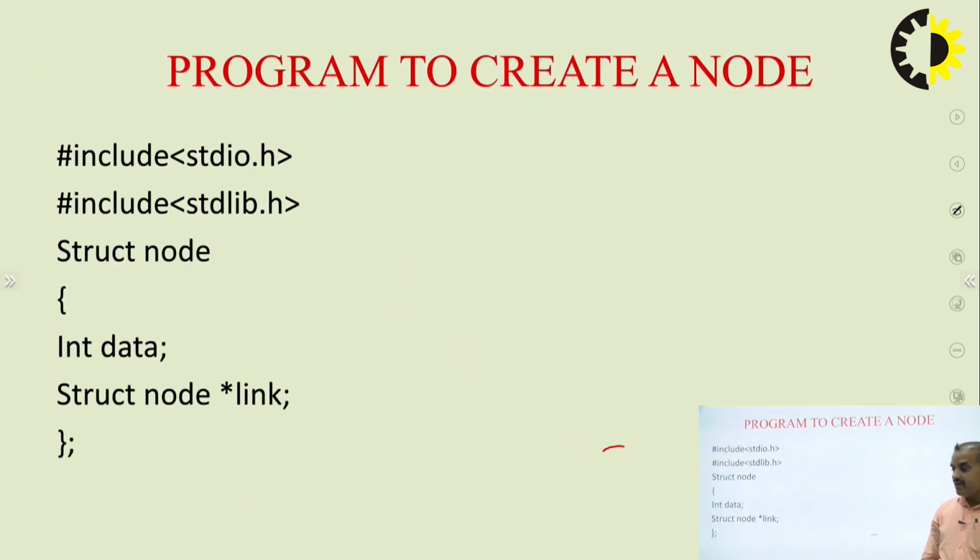Now we are going to show a program, and this is a C code which is used to create a single node. By using linked list, how we have to create a single node, we are showing in this code.